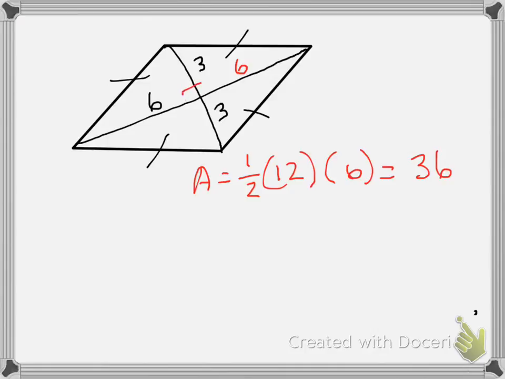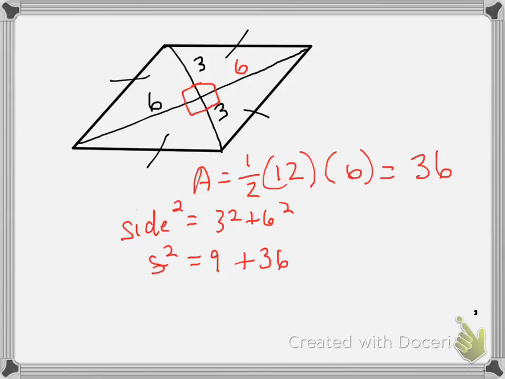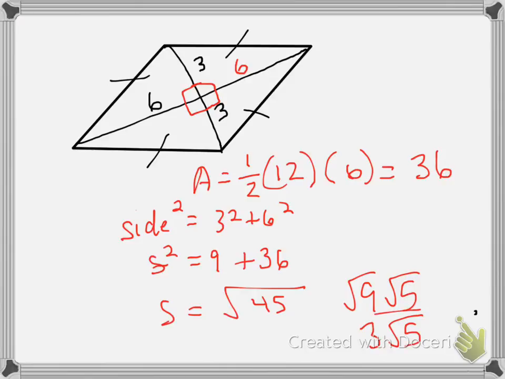If we needed to find the length of a side, side squared equals 3 squared plus 6 squared. And so our side would be the square root of 45. You could find a decimal value if you wanted to, but you can just leave it as the square root of 45, or simplify it into square root of 9 times square root of 5, which is 3 radical 5. And so we get all the information we need off of there.